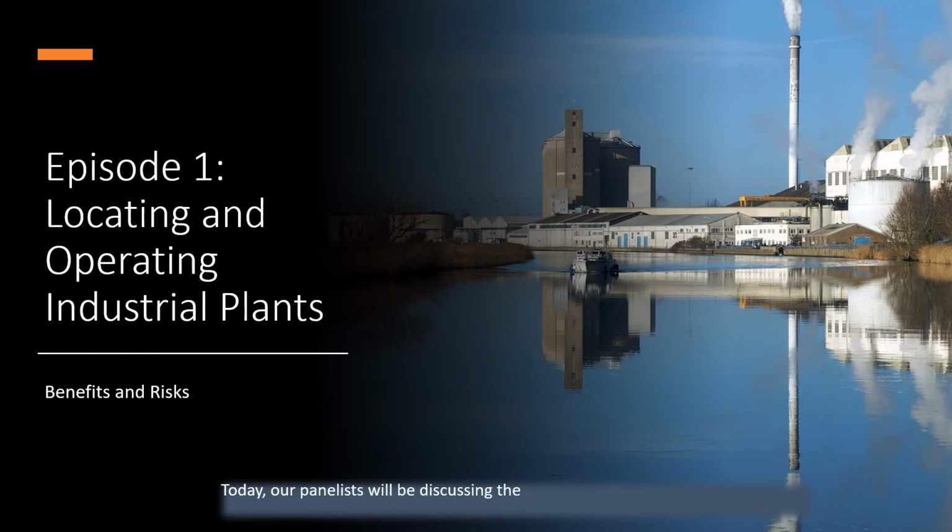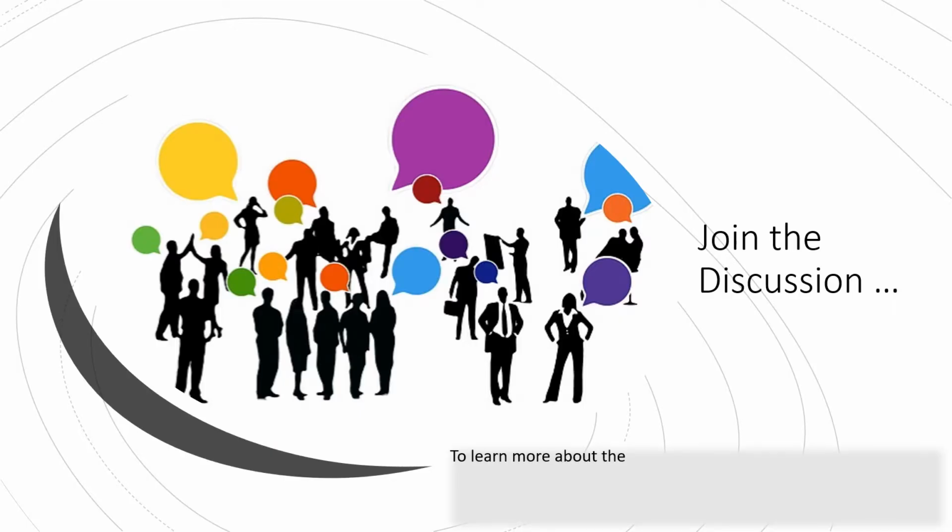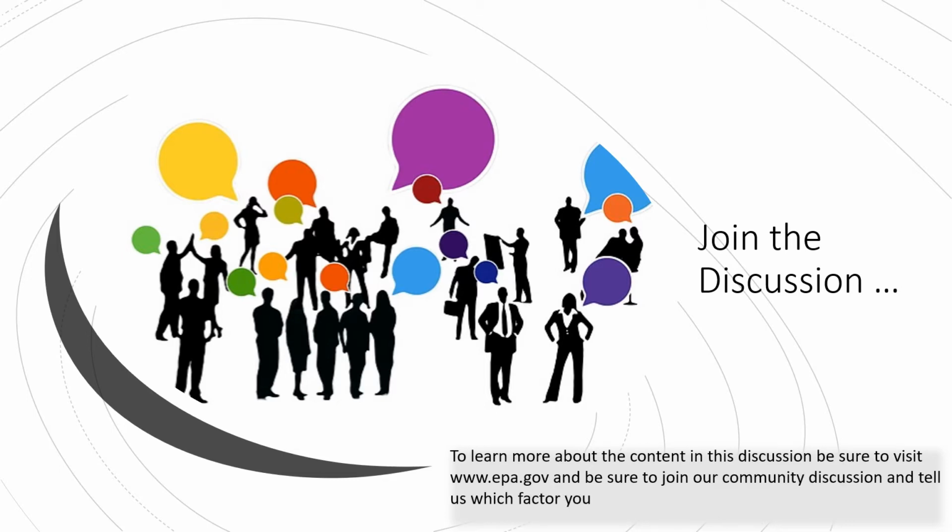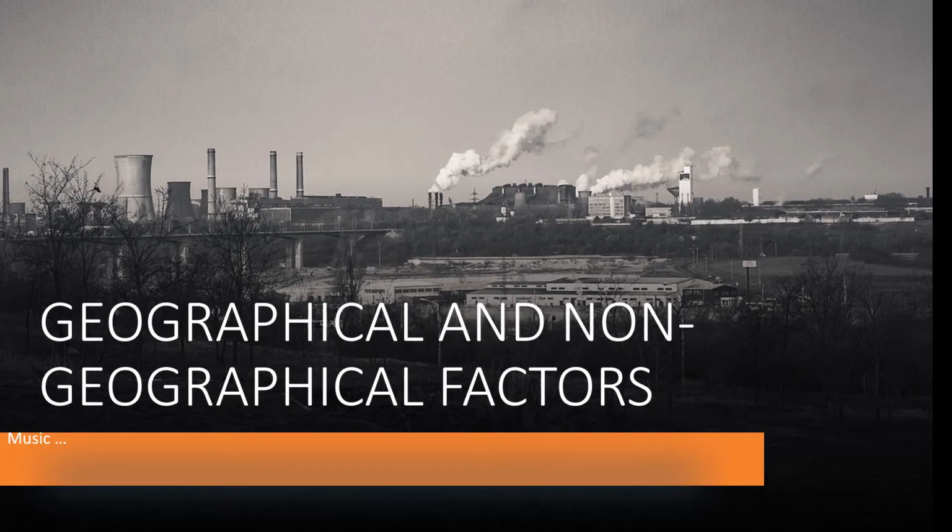Today, our panelists will be discussing the factors which influence the location of an industrial plant and general safety requirements for industry. To learn more about the content in this discussion, be sure to visit www.epa.gov and be sure to join our community discussion and tell us which factor you think should rank highest when locating an industrial plant.